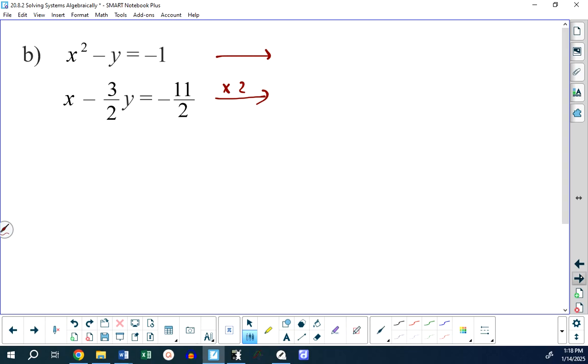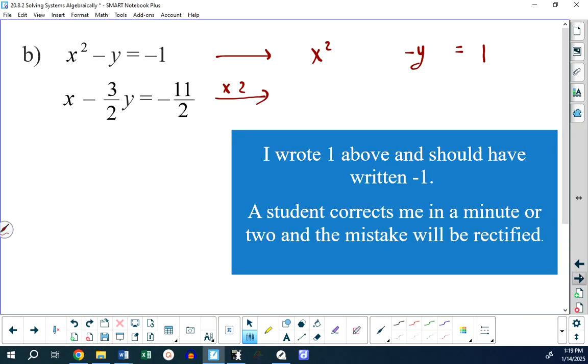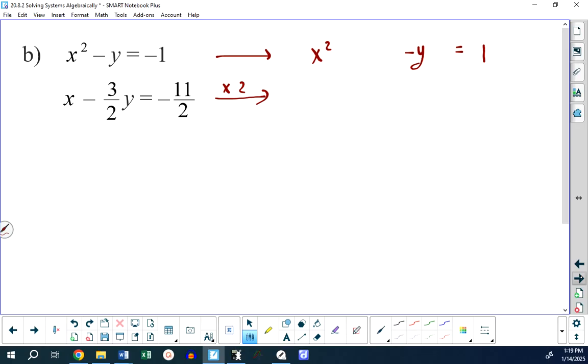And in preparation for what's about to come, and if this doesn't occur to you at this point in time, you'll just have to do it in the next line. I'm leaving some space because I see that the second equation has x's. So I'm going to have x's and y's. When I multiply this x by 2, I get 2x. When I multiply -3y over 2 by 2, I'm left with -3y. And when I multiply -11/2 by 2, I'm left with -11.